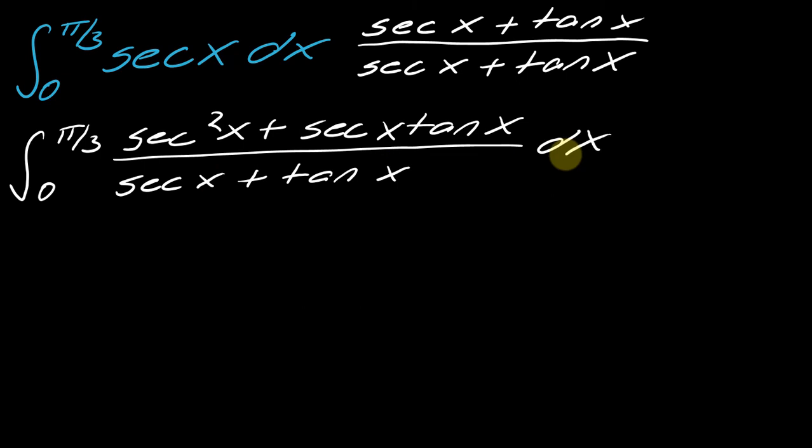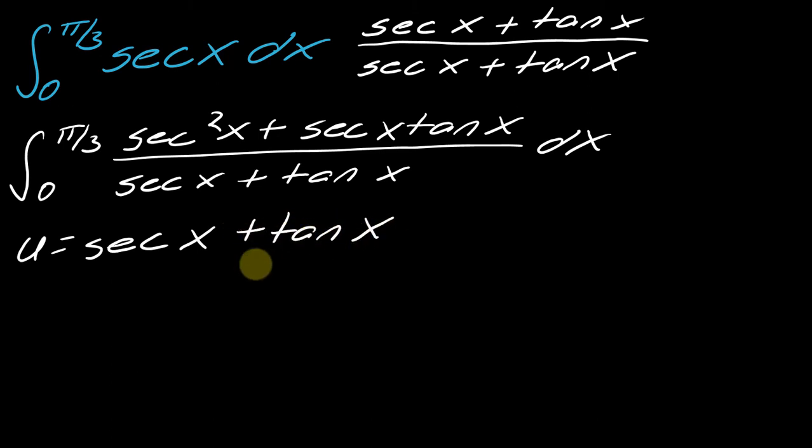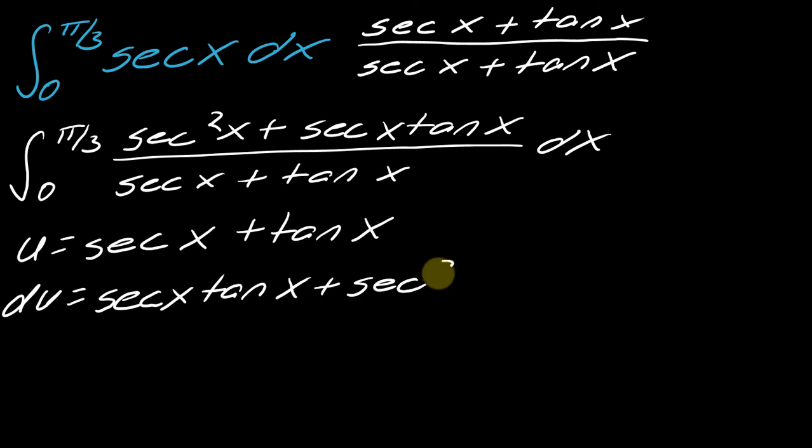Now, like I said, this is kind of a journey. It's kind of a crazy problem. So now we can use substitution with this. What's the derivative of tangent x? It's secant squared. What's the derivative of secant x? It's secant tangent x. So now we have a substitution problem where my u is going to be equal to secant x plus tangent x, and my du will be equal to secant x tangent x plus secant squared x dx. So the substitution will work quite nicely.